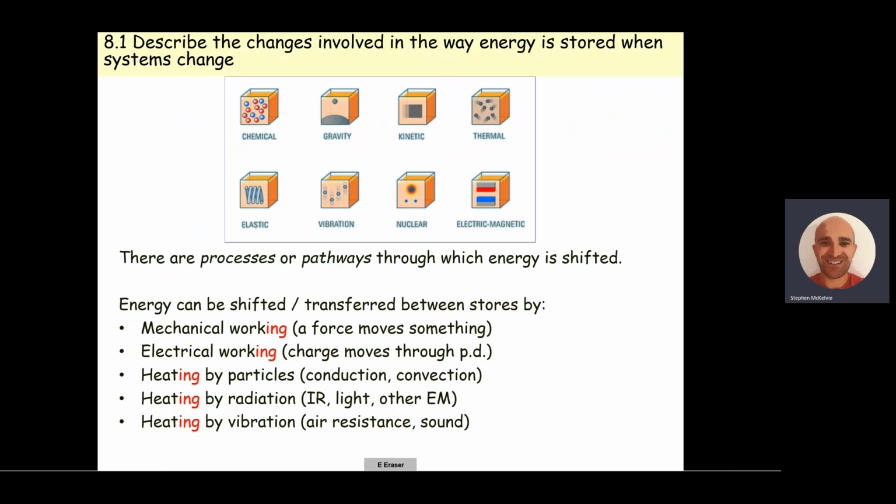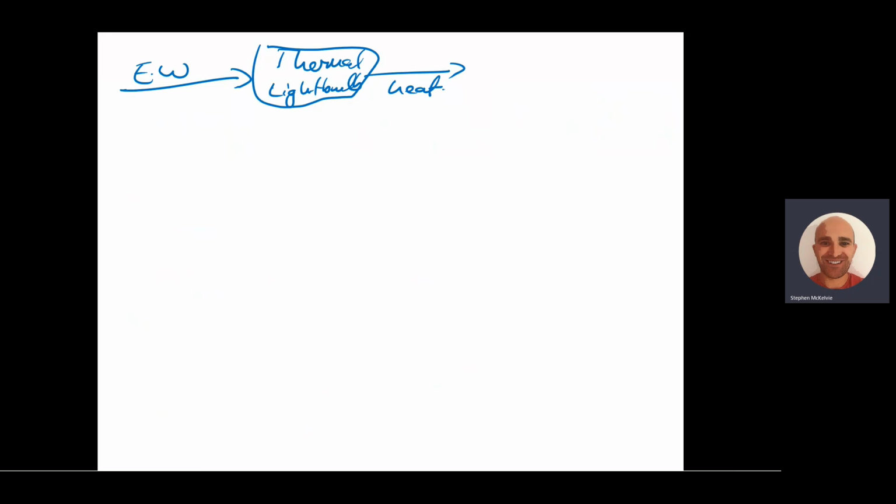Let's think of another example. Okay, so there's a light bulb. Electrical work is going to be transferring energy into my light bulb. My light bulb is going to get warm, so it's going to have a thermal store. And that thermal store is going to cause the air to be heated. So there'll be a heating of the air, increasing its thermal store.